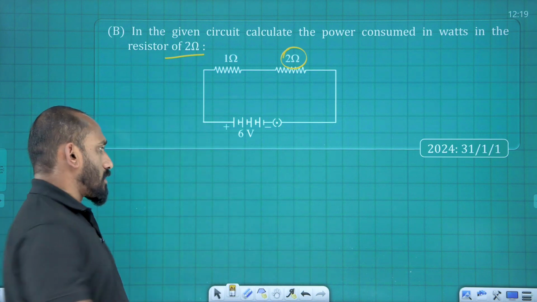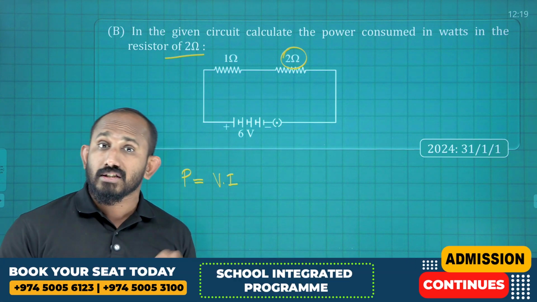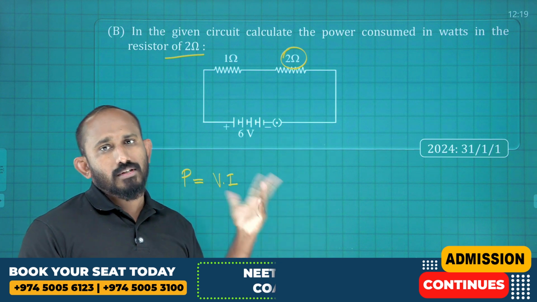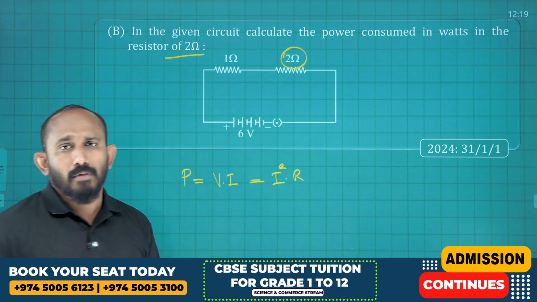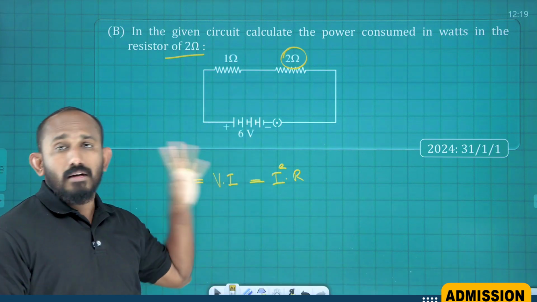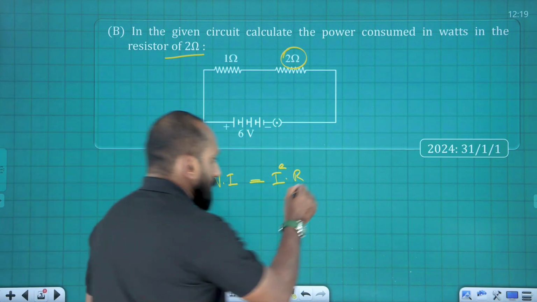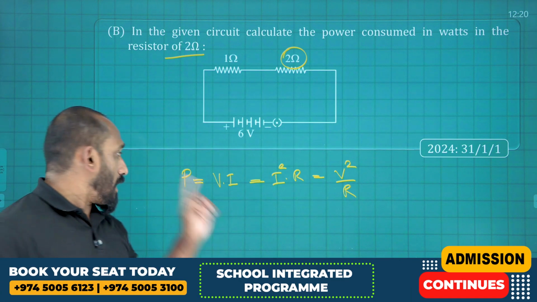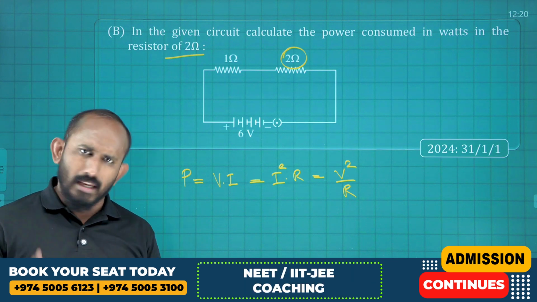Here, what is the power consumed? So we have the equation for power: power P is equal to V into I. One equation you can use is voltage into current. So if you know the current through 2 ohm and voltage across 2 ohm, you can use that equation. Or it is equal to I squared into R. If you know the current through 2 ohm, then resistance is only 2 ohm. If you multiply I squared with R, you will get power. Or it can be V squared by R, voltage across 2 ohm divided by resistance. So any of these equations you can use to calculate power.